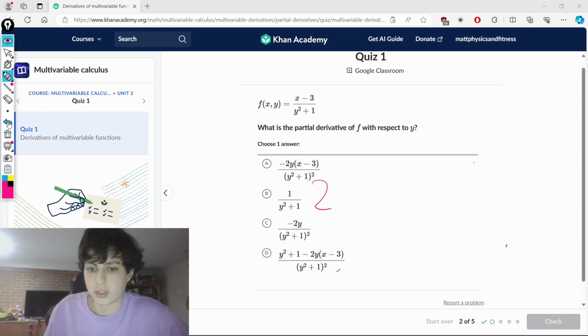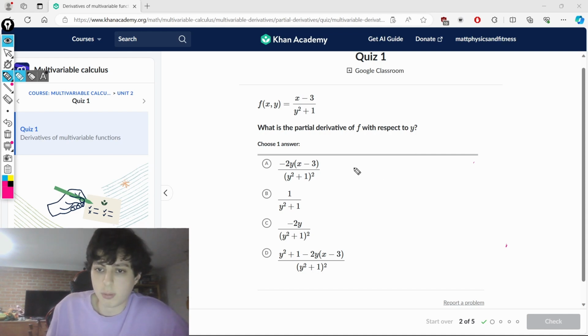Sadly, I don't know if I can click green. It's not the greatest, but we'll make it work. Take the derivative with respect to y. So how do we want to write this? I would probably keep the x minus 3 all by itself as its own term, because if it's its own term, it's not going to change too much, right? We can basically treat it as a constant.